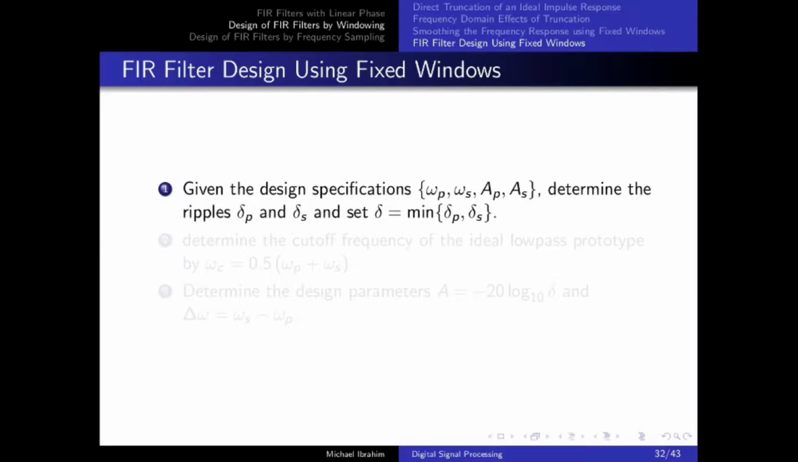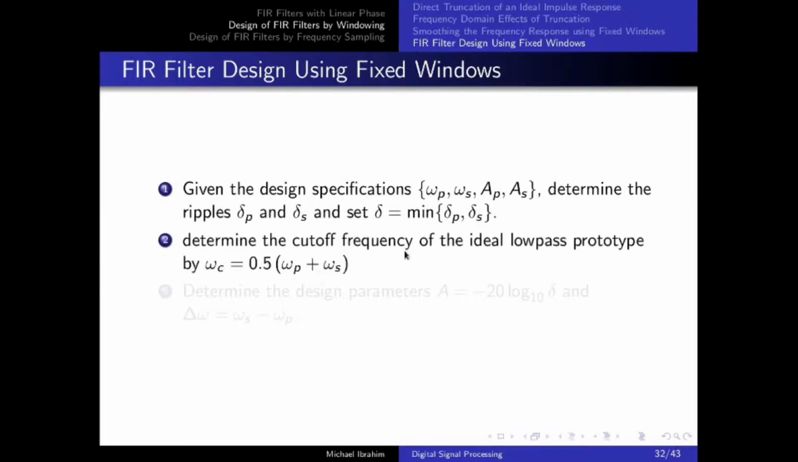So given the specification in any form, we need to find delta P, the fluctuations allowed in the pass band, delta S, the fluctuation or the attenuation in the stop band, and we choose a new delta, which is the minimum of delta P and delta S. So we'll design on the smallest one of delta P and delta S. So let's say in the pass band we are allowed to have fluctuation plus minus 0.1, whereas in the stop band we're allowed to have a maximum of 0.005. So we'll use the minimum value as our delta, which will be used in the design, which is 0.005.